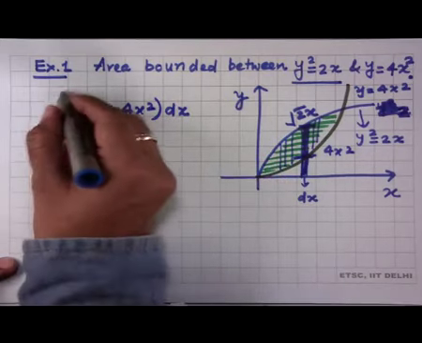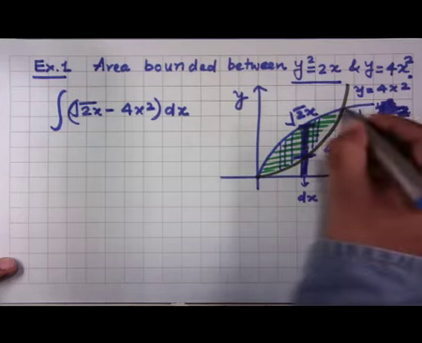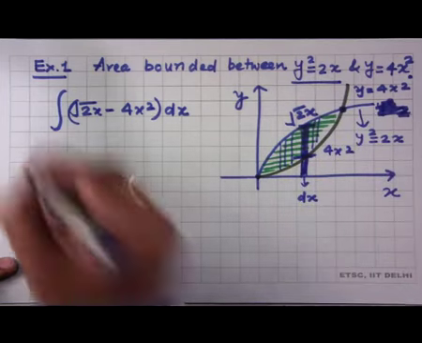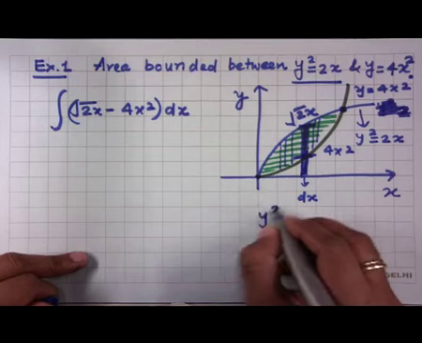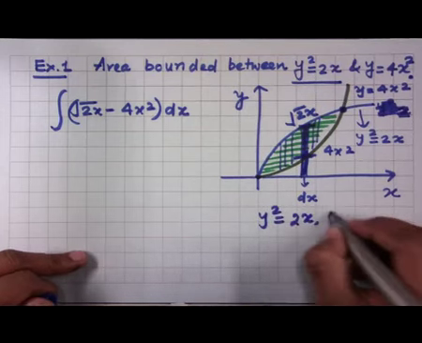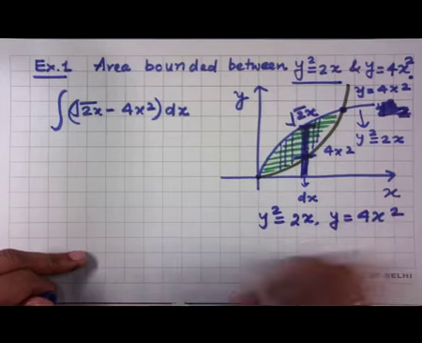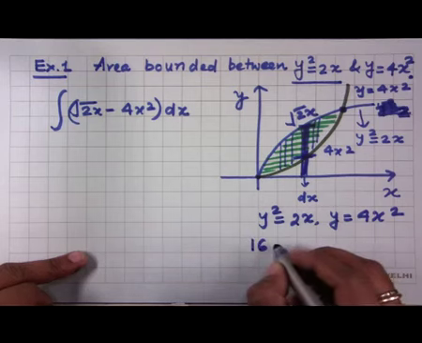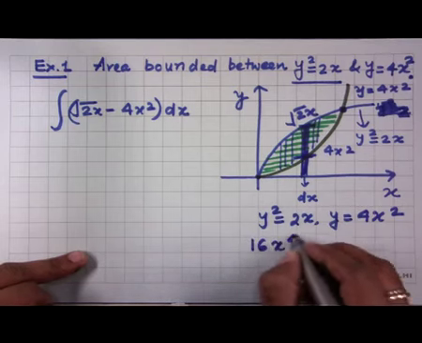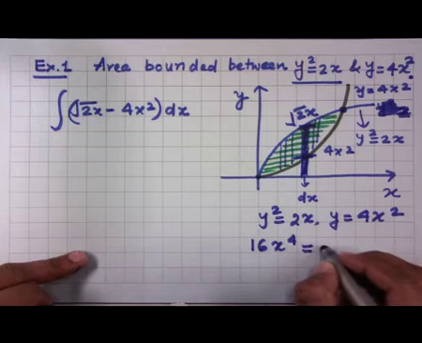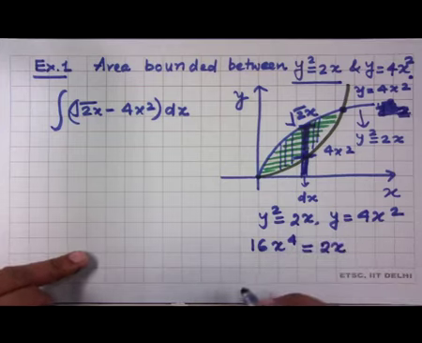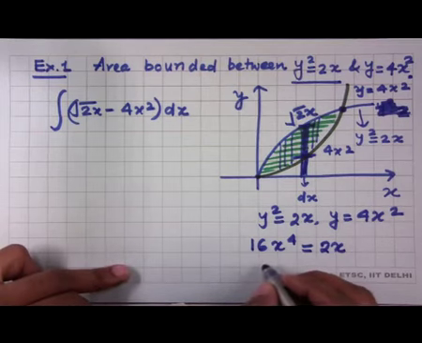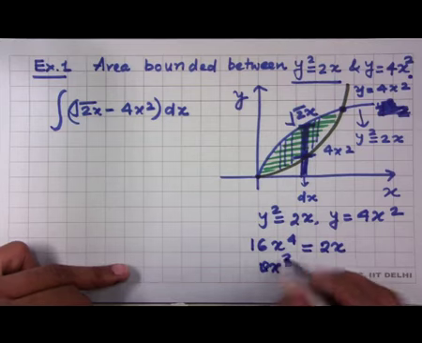So, to find this integral, we need to find the point of intersection of both parabolas. So, let us compute the intersection of both. If you substitute y here, you get 16x power 4 equals 2x. So, that will give you 8x cube minus x equals 0.